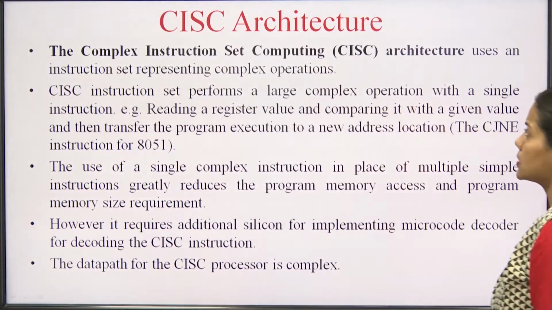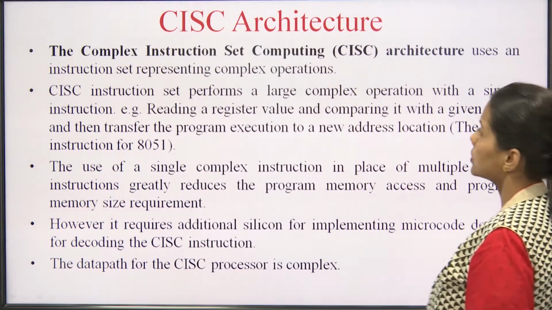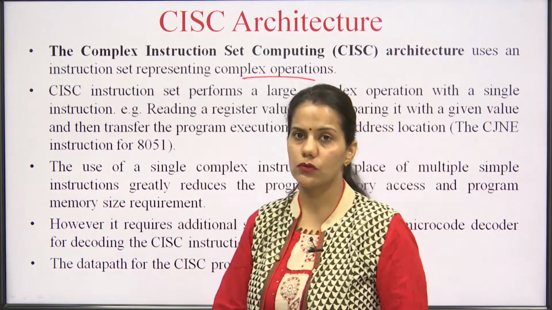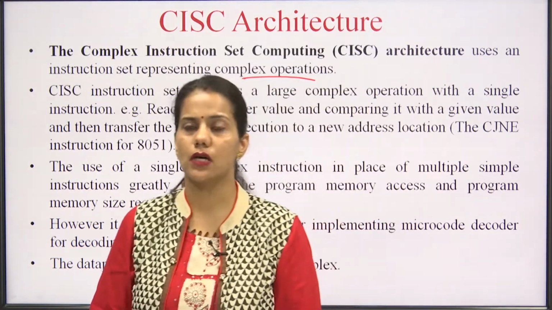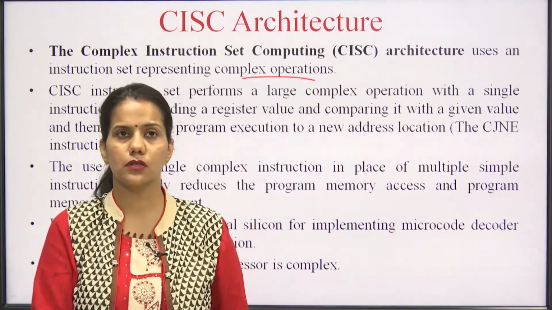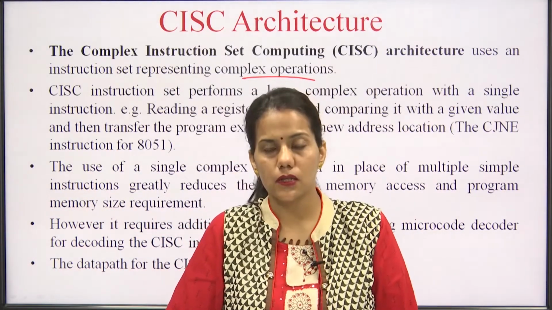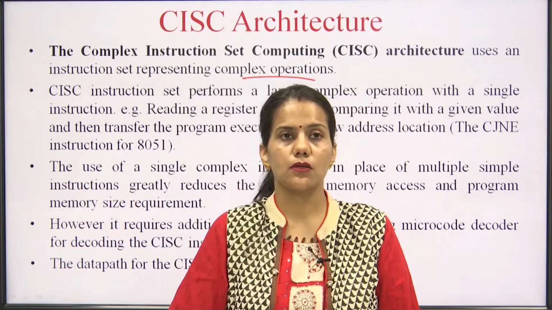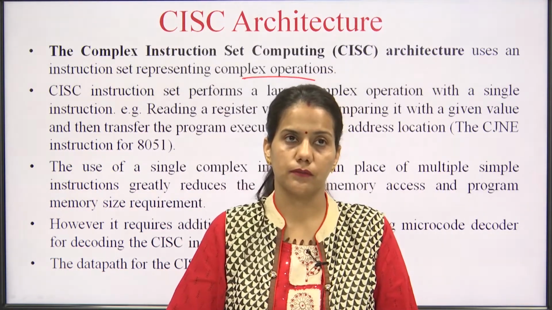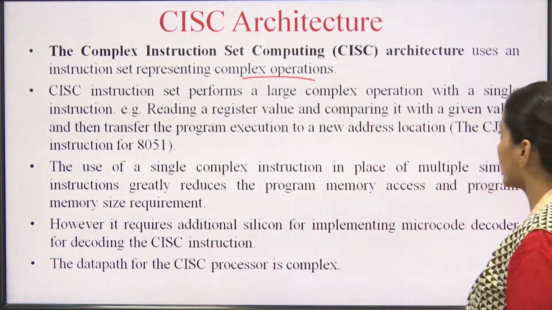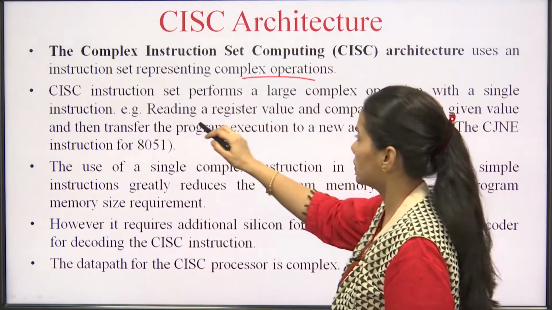When we talk about the CISC architecture, it uses an instruction set representing the complex operations. Some of the microprocessors use the RISC architecture and few others use the CISC architecture. In the CISC architecture, using a single instruction, we can execute much more complex operations. So, the CISC instruction set performs a large complex operation with a single instruction.